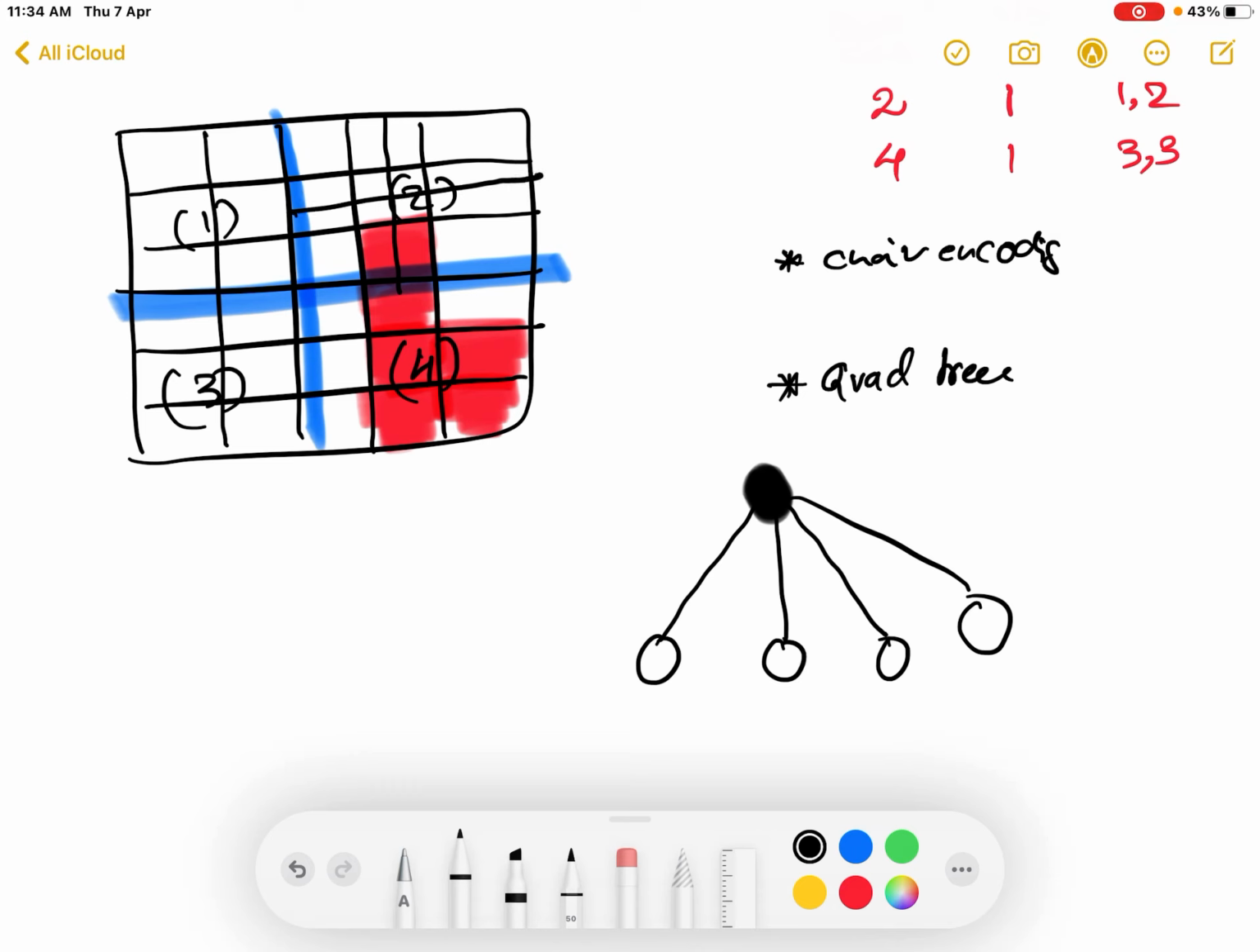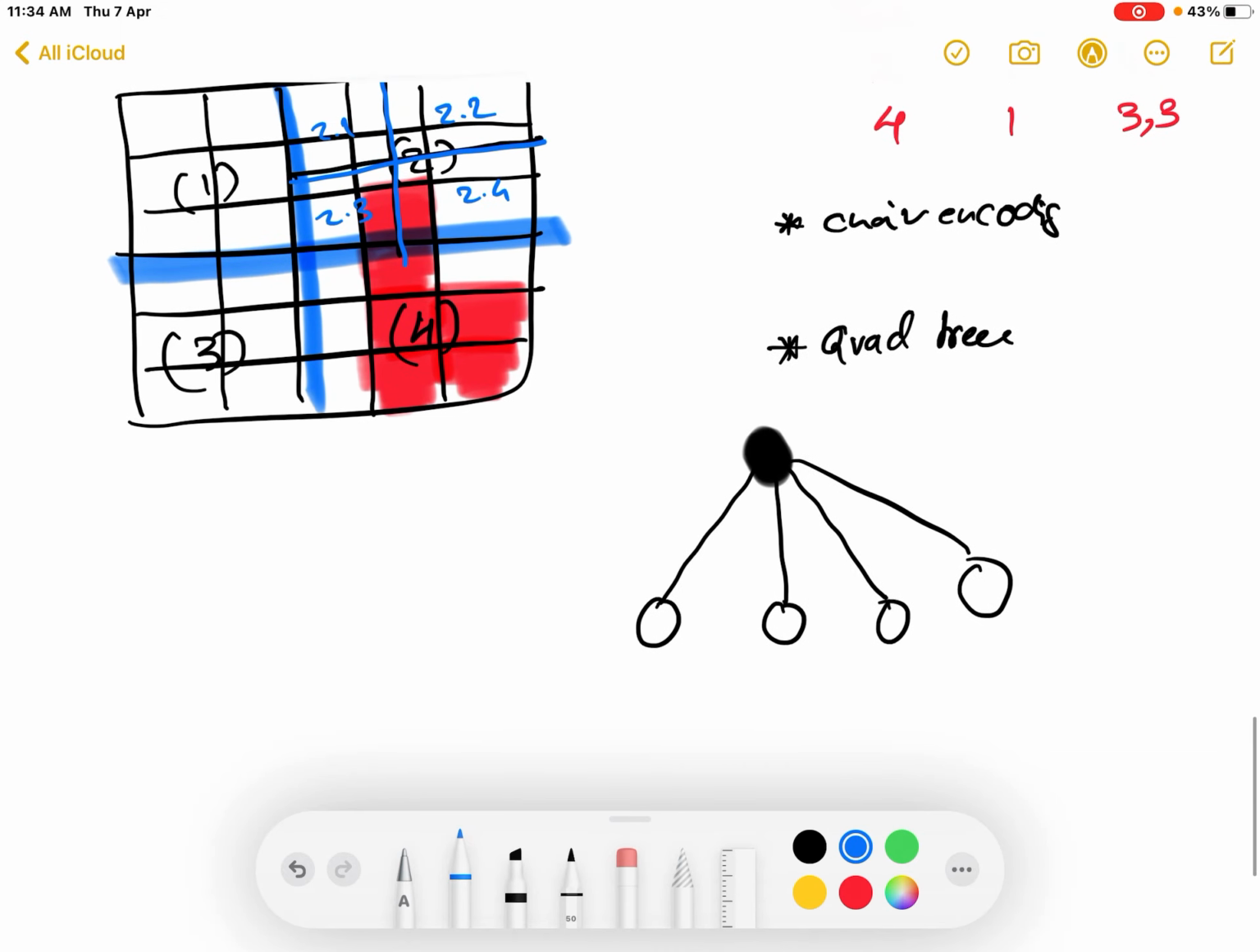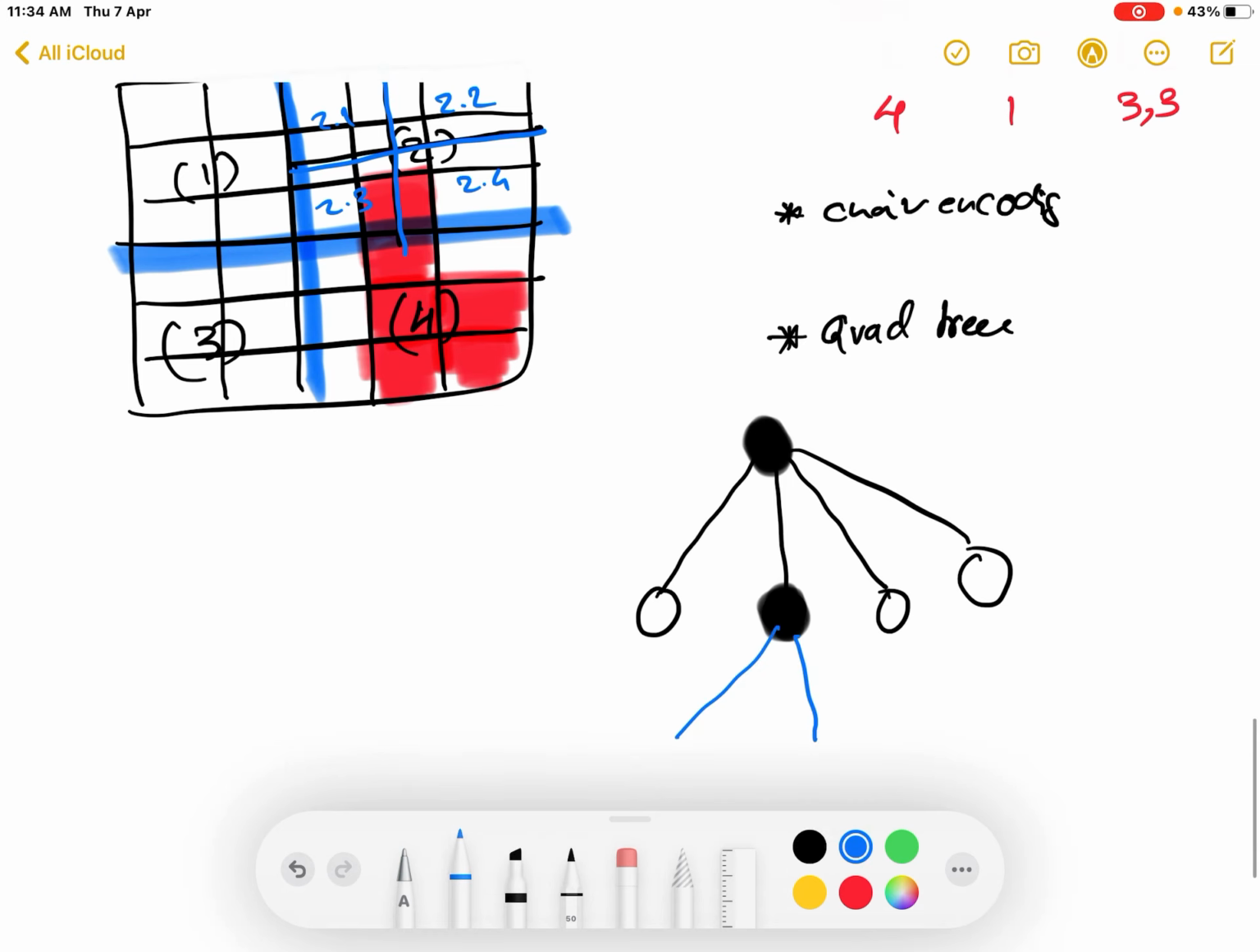So if I just redraw this, so that we can completely split it, and if I split it like this, this will again be split into 4. So this is 2.1, 2.2, 2.3 and 2.4. We will be splitting the number 2 cells. So this is the number 2 cell.